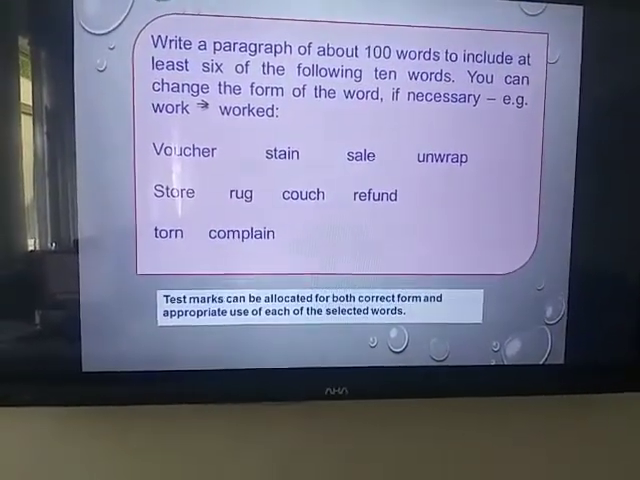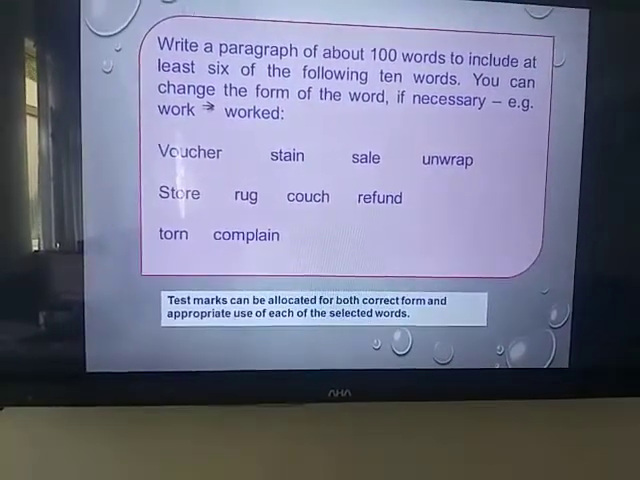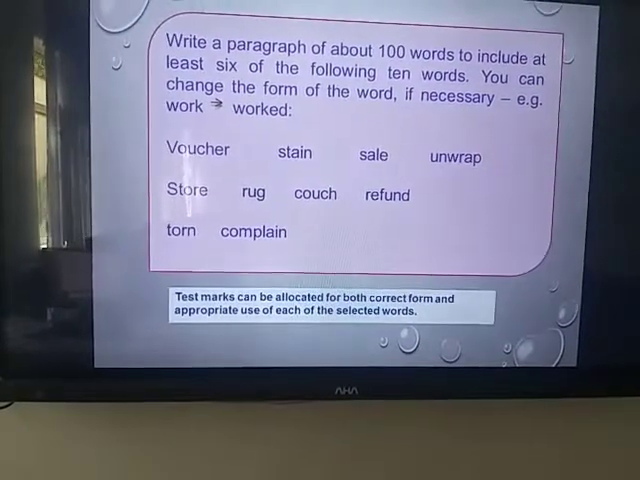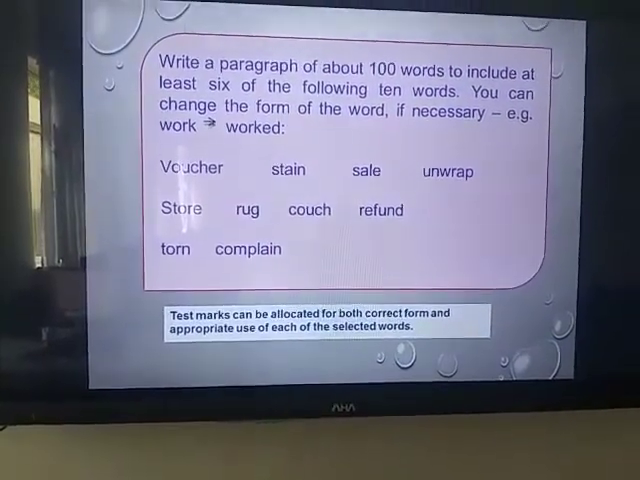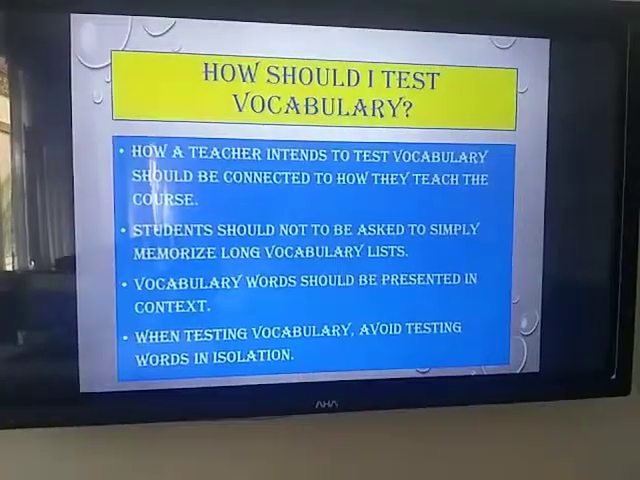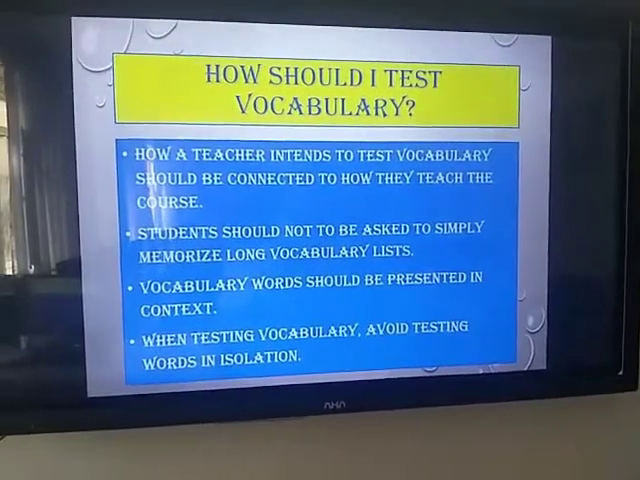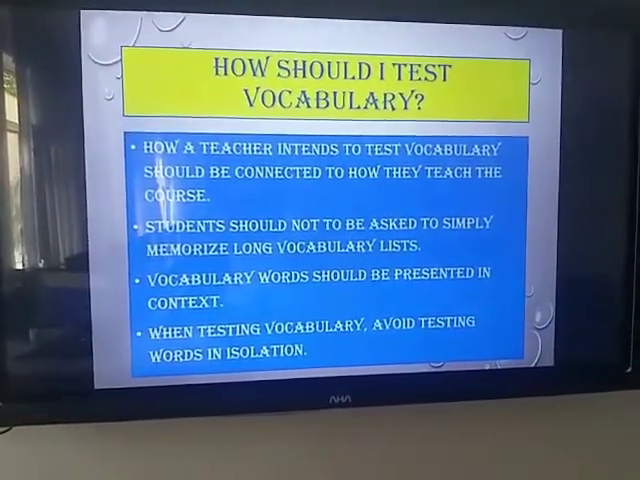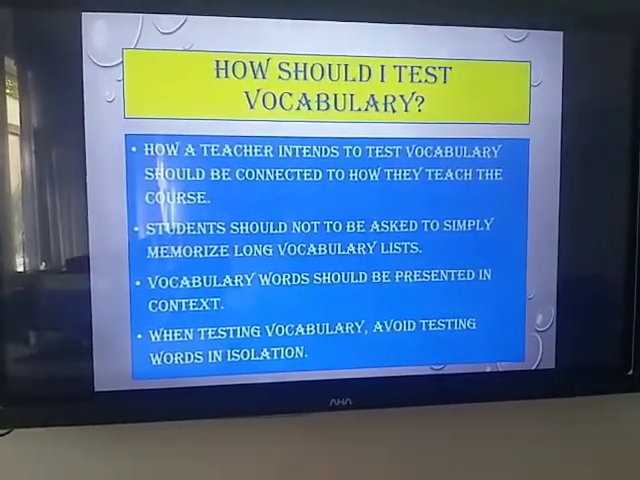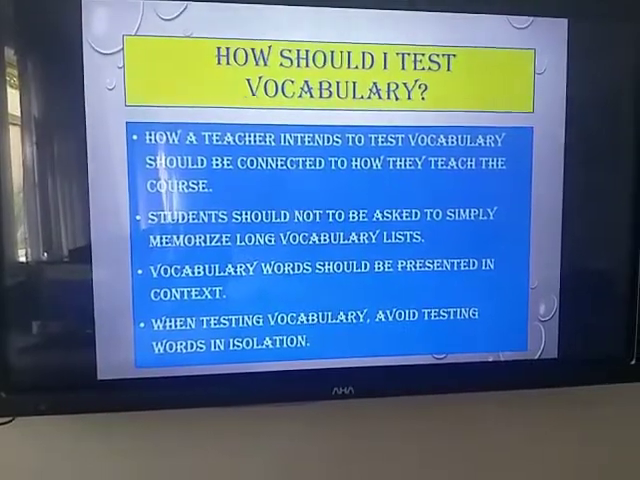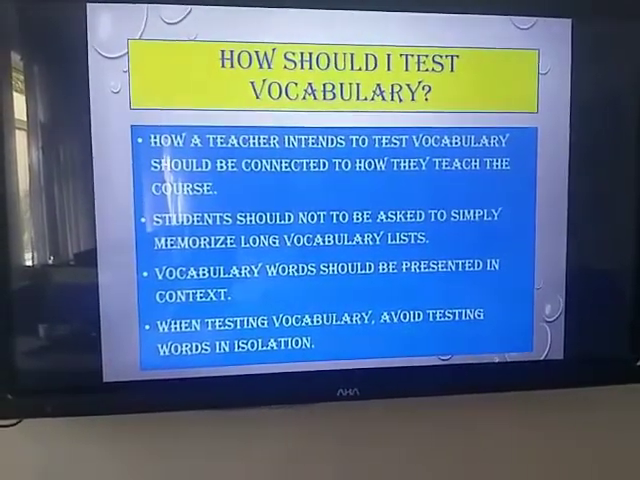You may ask your learners to write sentences of their own that show the meaning of target words, and you can check by these the productivity of your learners. How should I test vocabulary, you can ask, and it's up to the teacher how the teacher intends to test vocabulary. The vocabulary testing should be connected to how they teach the course.